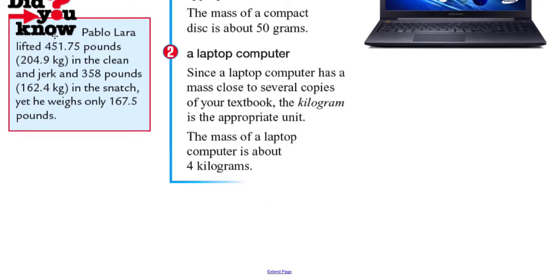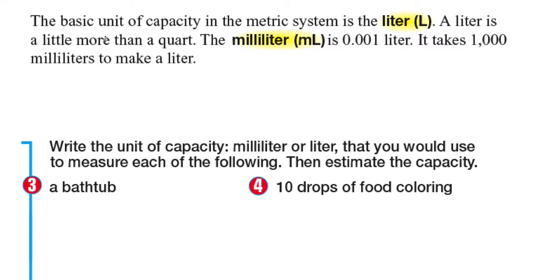Let's take a look at the basic unit of capacity. The basic unit of capacity in the metric system is called the liter. A liter is a little more than a quart. A milliliter is 0.001 of a liter. It takes 1,000 milliliters to make a liter. The kiloliter is not used here. A kiloliter is 1,000 liters, and let's not talk about that right now.